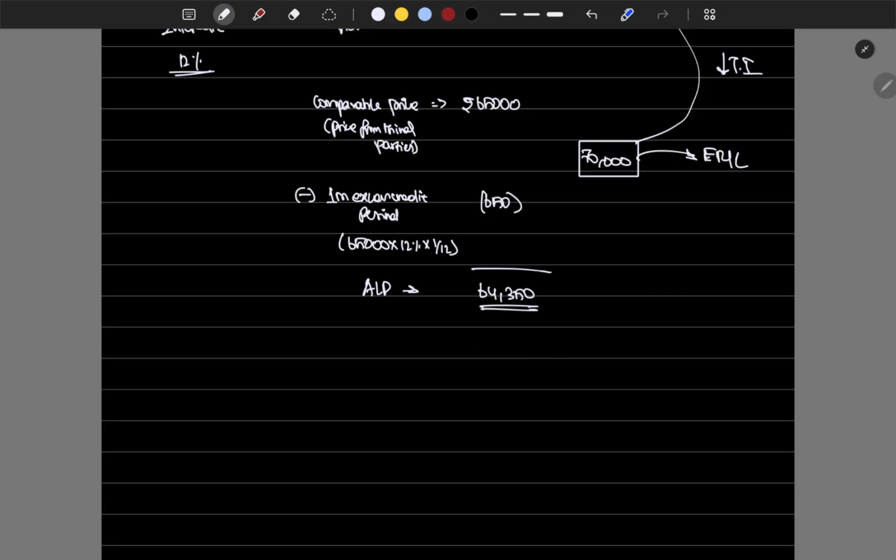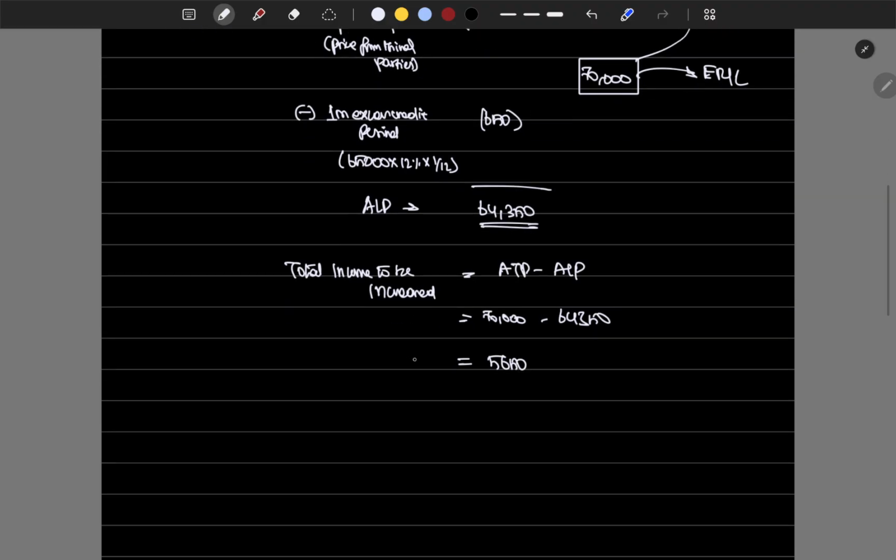Okay, this is the ALP, right? So what's the ATP? The total income to be increased is ATP minus ALP. ATP is 70,000, ALP is 64,350, which comes to 70,000 minus 64,350, which is 5,650.